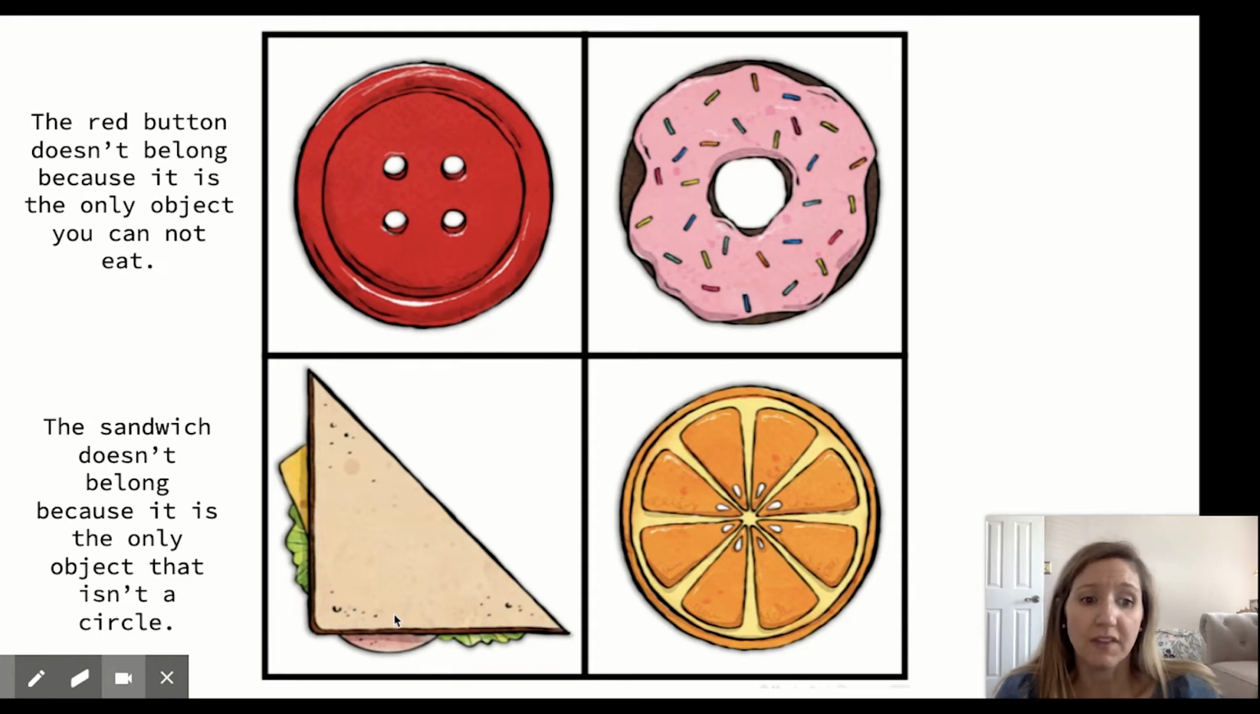Maybe you think the donut doesn't belong for a different reason. Or maybe you think there's a different picture that doesn't belong. Remember, there are a lot of possibilities in this game. And there's no right or wrong answer as long as you explain your thinking.